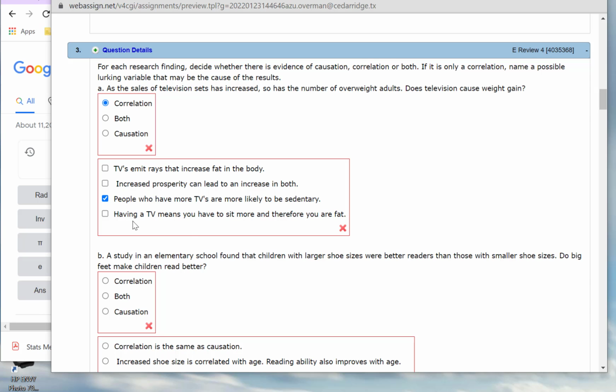I kind of like this one too. These are always tricky for me. Okay. That TVs do not emit rays that increase fat in the body. Increased prosperity can lead to an increase in both. That's true. Actually, I'm going to go with all three of these. But yeah, I don't think this is my actual question.